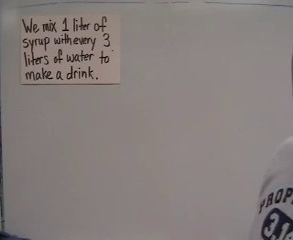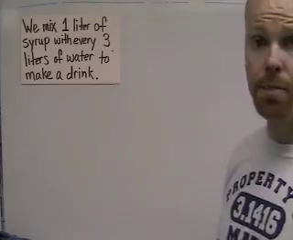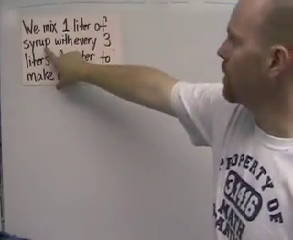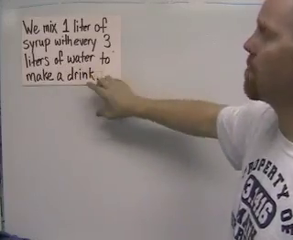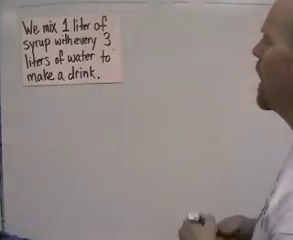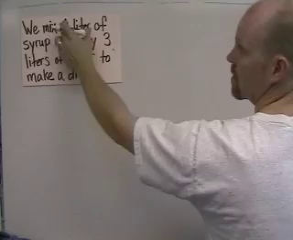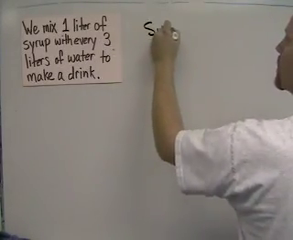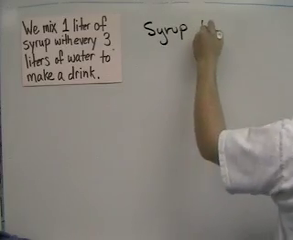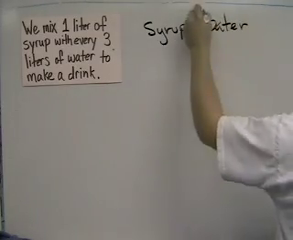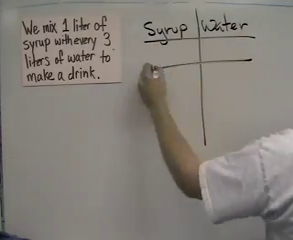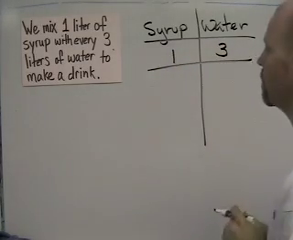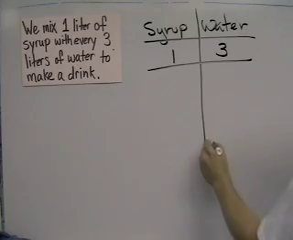In this lesson, we're going to learn about ratio tables and how they relate to proportions. Let's suppose we mix 1 liter of syrup with every 3 liters of water to make a drink, kind of like Kool-Aid. We could put that ratio, a ratio of 1 to 3, into a table. So we have syrup, and we have water, and we make a table. And we can see that we have 1 liter of syrup for every 3 liters of water to make a drink. And that's pretty cool.